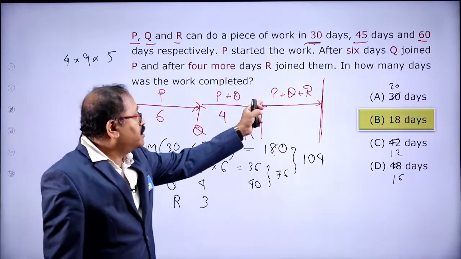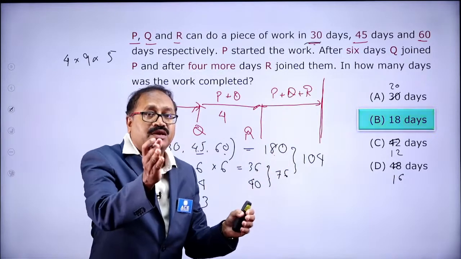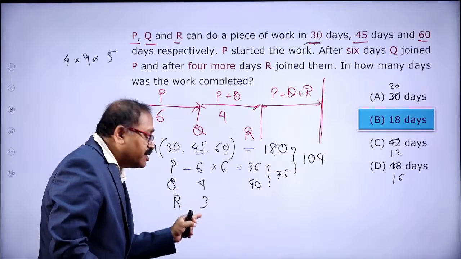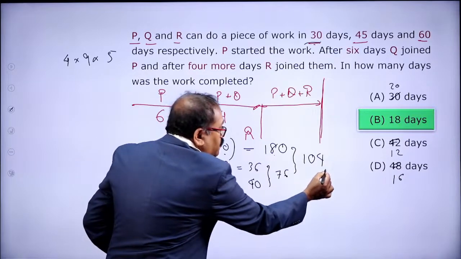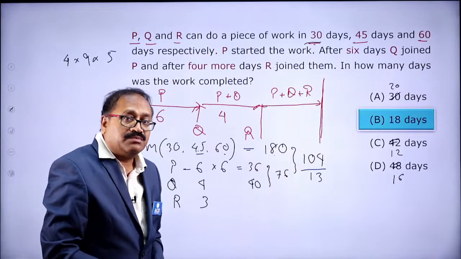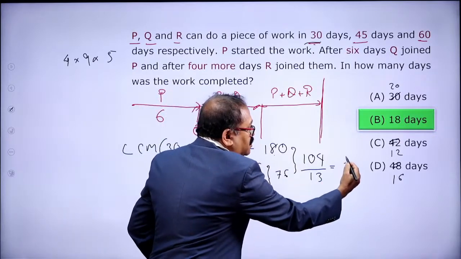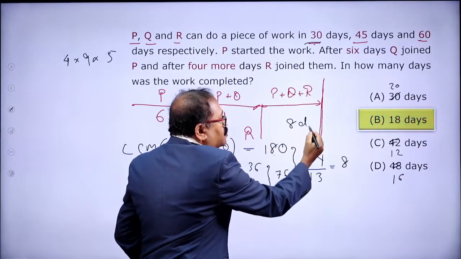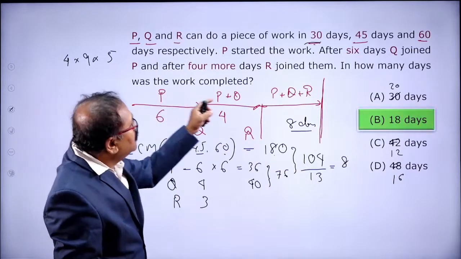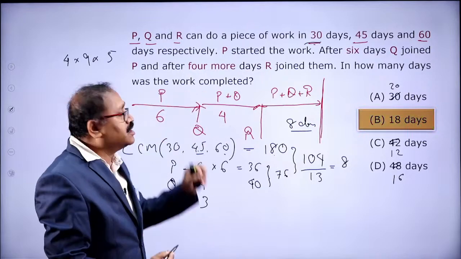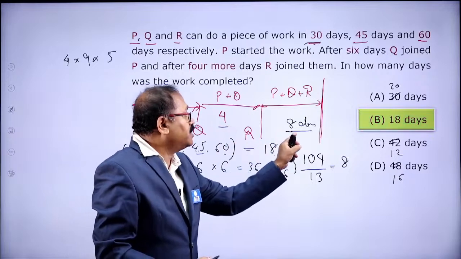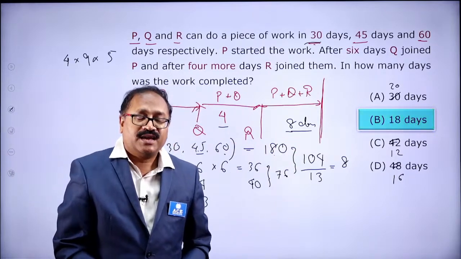And these 104 units are completed by P, Q and R together. When they work together, they complete 13 units per day. So 104 divided by 13, Gayatri. I notice that this goes 8 times, right? Here it is 8. That means they took 8 days to complete the work here. The question is, what is the total number of days? In how many days is the work completed? The total number of days is 6 here, 4 here, 10, and 8. That is 18.